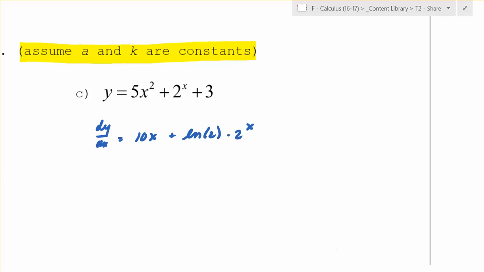What are the two things you've done many times? 5x squared and 3. What's the derivative of 3? Nothing, it's 0, right? So it goes to a big 0. And this is 10x. So what's the only new one there? 2x. And what did I tell you before?